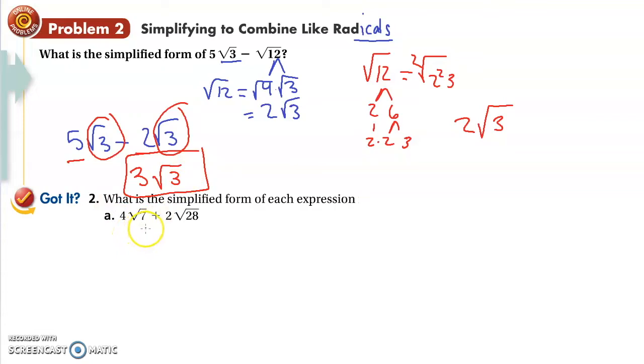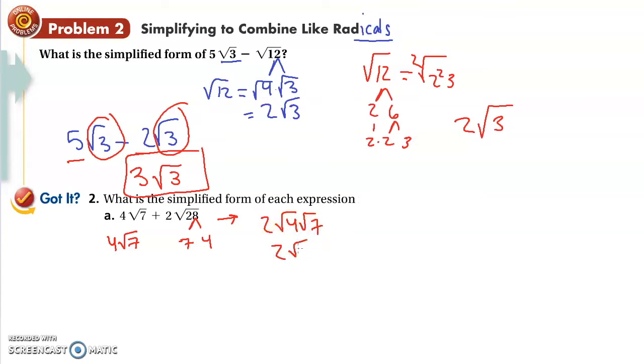Got it, question number 2. Let's just do example A. What is the simplified form of each expression? We look at our radicals, and we note that square root 7 and square root 28 are not the same, so you can't add them the way that they are. 4 square root 7 can't go any lower because 7 is a prime number, but 28 can go lower. 28 is the same thing as, let's say, 7 times 4. So this is the same thing as 2 times the square root of 4 times the square root of 7. 4 times 7 is 28.